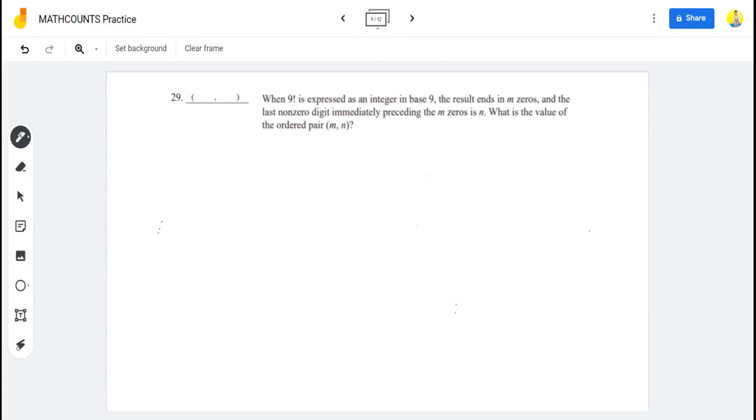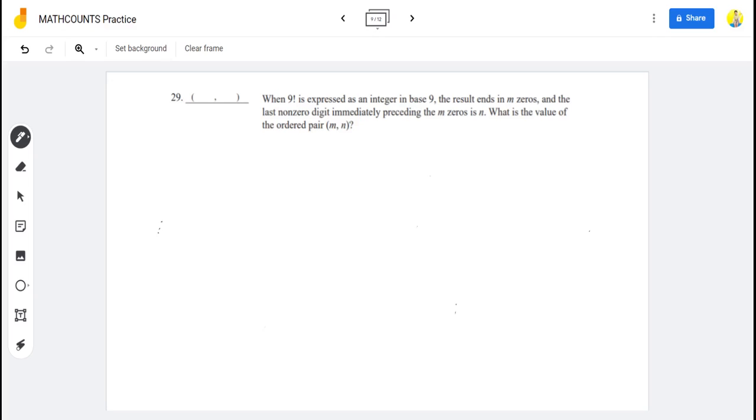Moving on to question number 29. When 9 factorial is expressed as an integer in base 9, the result ends in m zeros. The last non-zero digit immediately preceding the m zeros is n. What is the value of the ordered pair m, n?